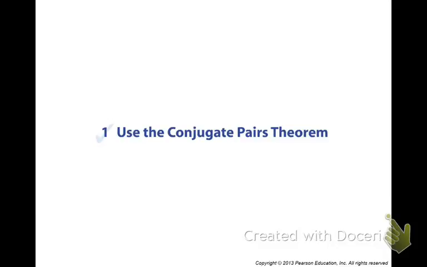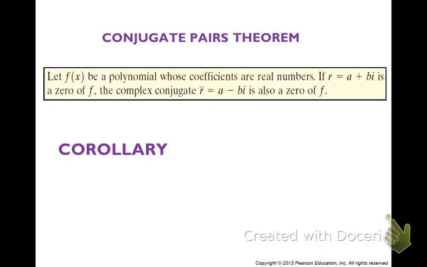Okay, the conjugate pairs theorem is very simply stated. If you have a complex number as a zero of a polynomial, then its complex conjugate is also a zero. That's all it is saying. If you have a complex number for a zero, then the conjugate comes with it. It automatically just comes with it.